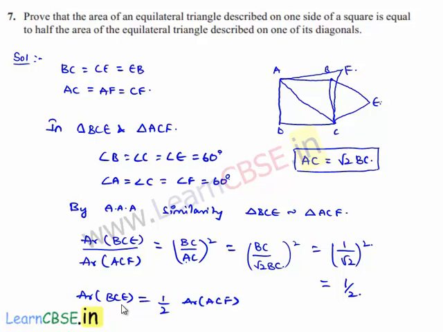Here BCE is the triangle described about the side and ACF is the triangle described about the diagonal of the square. So here we proved that the area of an equilateral triangle described about one side of a square is equal to half times the area of the equilateral triangle described about one of its diagonals. This is what the required proof is for us.